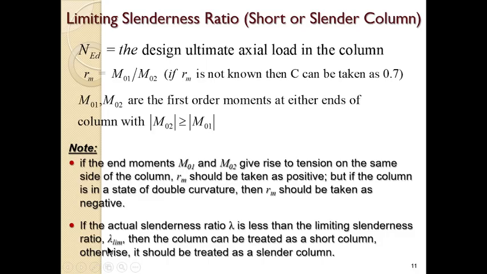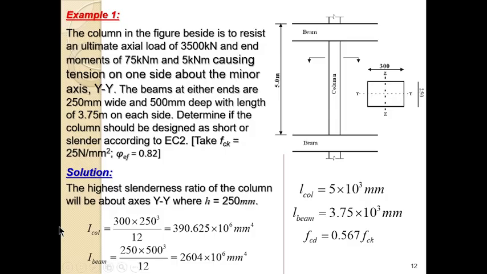Now, when we calculate the slenderness lambda, if the actual slenderness lambda is less than the limiting slenderness, then the column can be treated as short. Otherwise, if the actual slenderness is greater than the slenderness limit, that column is considered to be a slender column. So let's look at example 1. Example 1 says the column in the figure beside is to resist an ultimate axial load of 3,500 kN and end moments of 75 kNm and 5 kNm, causing tension on one side about the minor axis YY. The beams at either end are 250 mm wide and 500 mm deep, with a length of 3.75 meters on each side. Determine if the column should be designed as a short or slender column according to Eurocode 2.